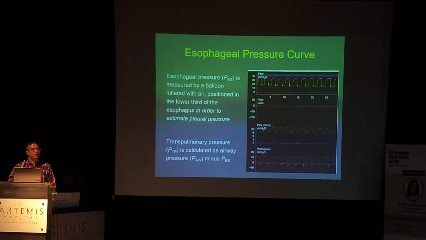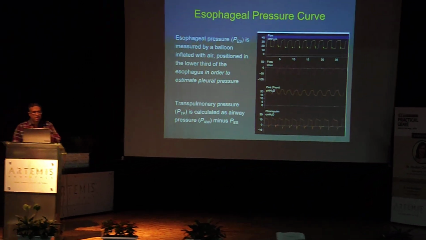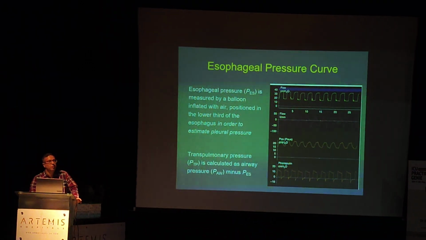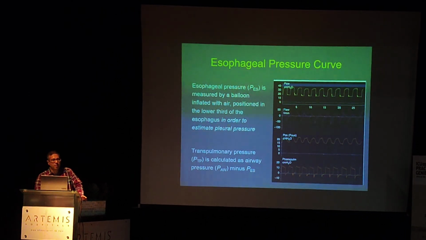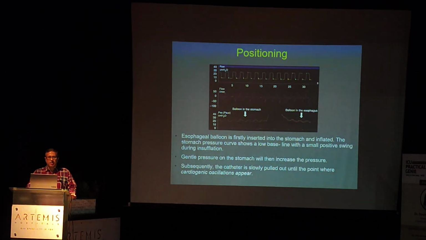Because it is a very important thing to monitor many things. Transpulmonary pressure is calculated as airway pressure minus the esophageal pressure. So it's a proxy to the pleural pressures. For that you have to position it correctly. So how do you check the position correctly?